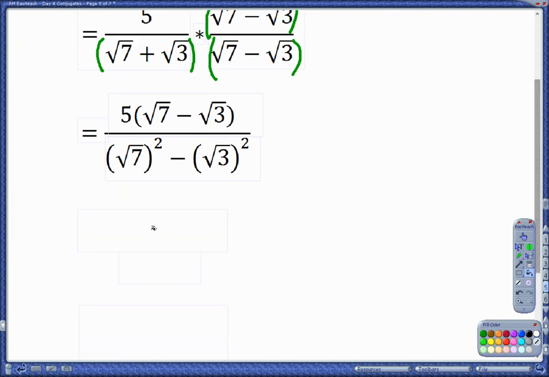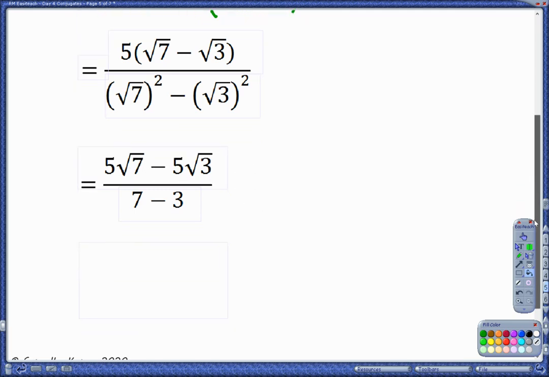And now I'm going to do distribution in the numerator. It will become 5 radical 7 minus 5 radical 3 over, remember, it's 7 minus 3. And now 5 radical 7 and 5 radical 3, these are not like radicals. So you cannot do anything more with them. So we're going to simply rewrite the numerator, and then in the denominator, we know how to do 7 minus 3. So the answer is 4.